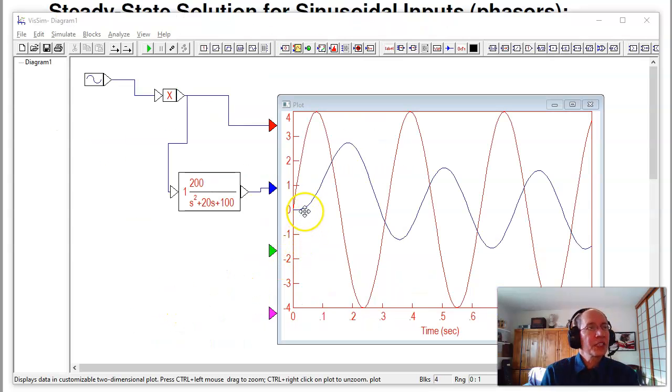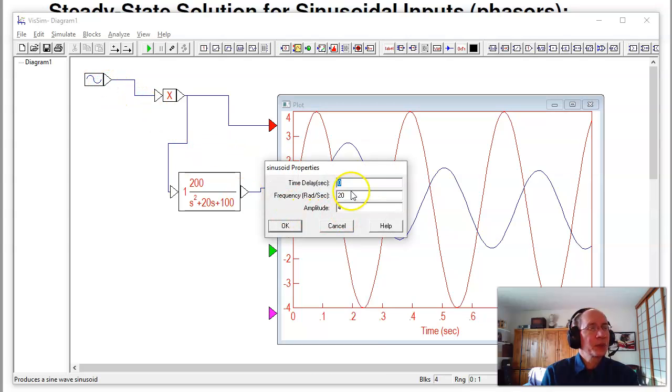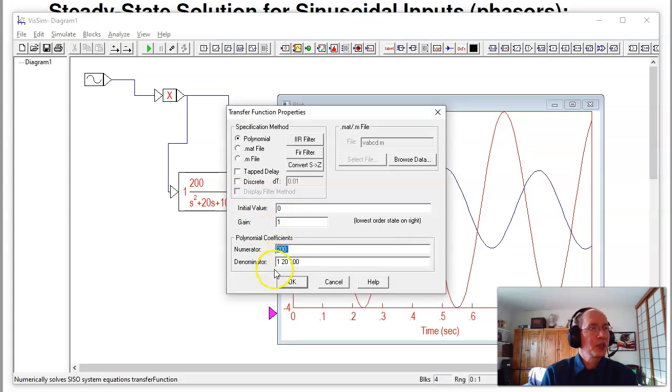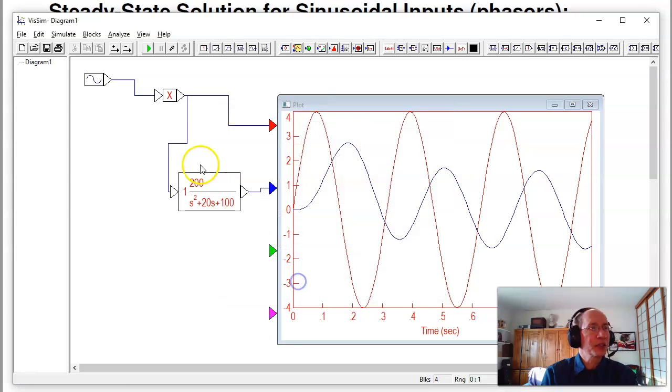And you can check that in VisSim. Here's your simulation. I changed the input to amplitude 4 at 20 radians per second. Here's my transfer function, 200 over s squared plus 20s plus 100. Tell it to run. And the input is red, output is blue. Phasor assumes this has been true for all time, so it would be the steady state solution.